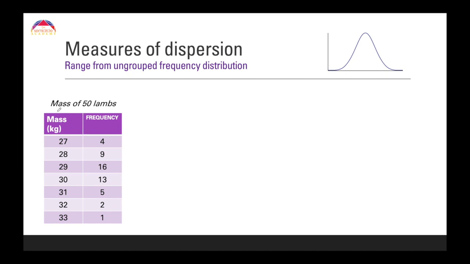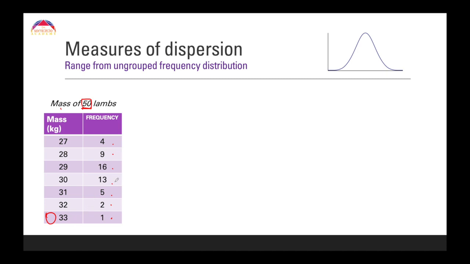So what we have here are the masses of 50 lambs. This frequency here is the number of lambs. And we weigh these lambs because we want to sell them. Of course, the heavier a lamb's weight is, the more money that we'll make on it. So I want to know how much money I'm going to get from the total of 50 lambs. I would love to have a negative skew. If all 50 lambs were weighing 33 kilograms, then I would be smiling and nice.